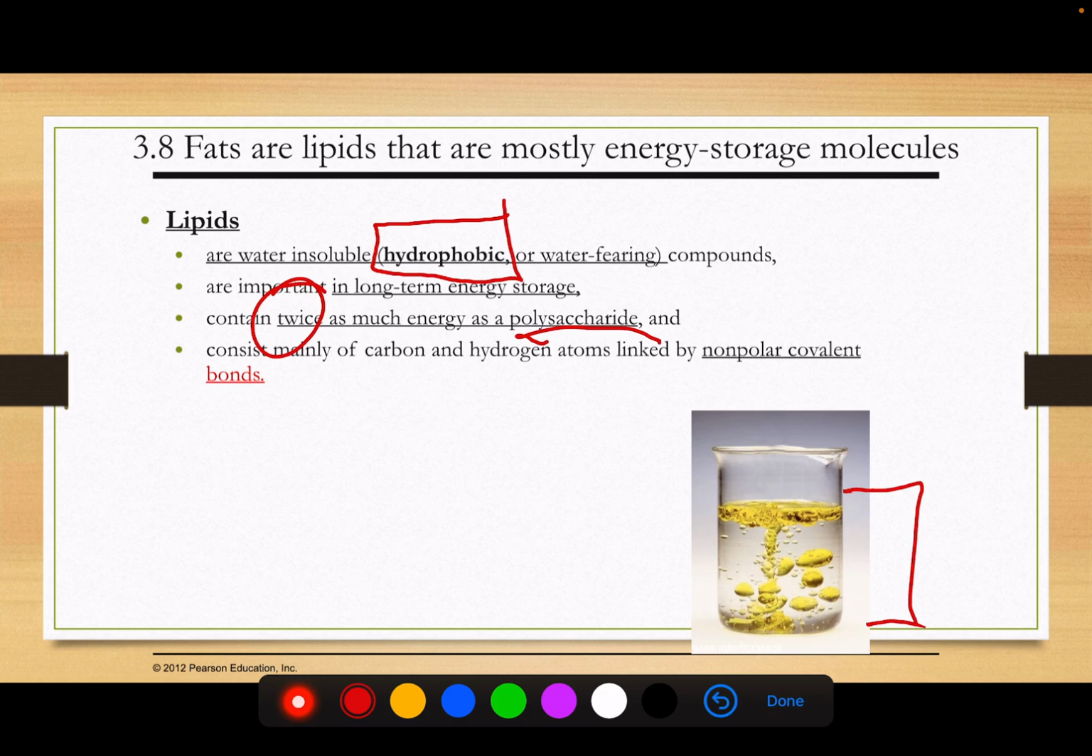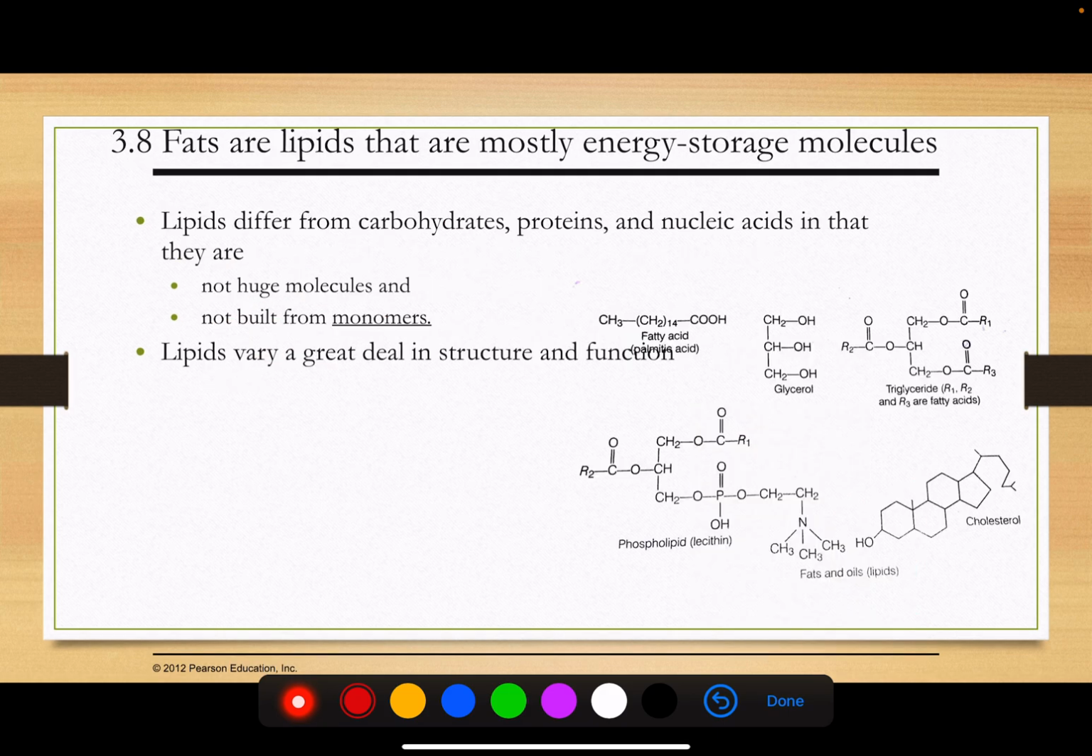Their bonding is different. Lipids differ from carbohydrates, proteins, and nucleic acids in that they're not huge molecules. They're not built from monomers. Three out of the 4 categories of macromolecules have this monomer-polymer nomenclature. Lipids do not follow that. They actually have a lot of different structures.